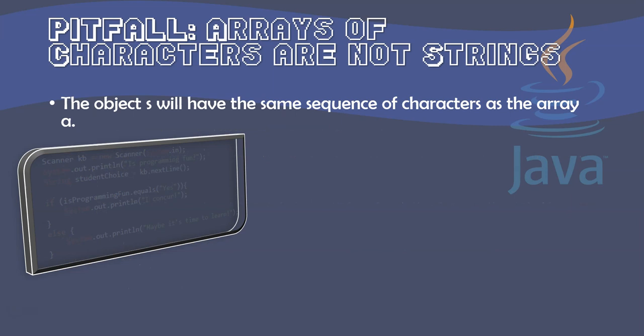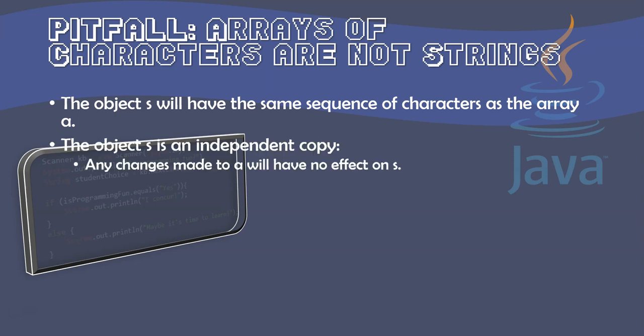Now, the object s in this example would have the same sequence of characters as the array A. But an important thing to keep in mind is that the object s is an independent copy. Any changes that we make to that original array A would have no effect on s. They are independent copies here. They're deep copies. Note that this is always going to take in the entire array A. It's not going to take in part of the array. It's not going to start at a certain value. It's always going to pass in the entire array.